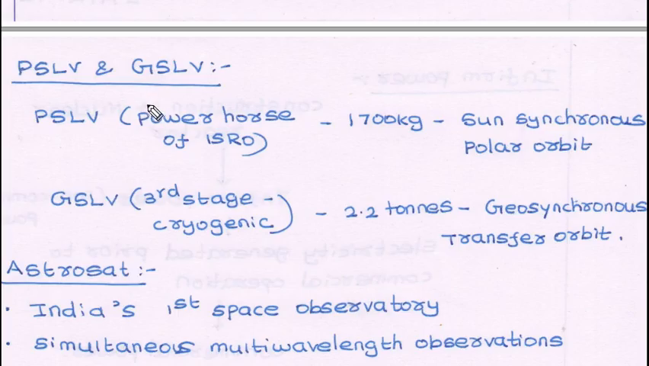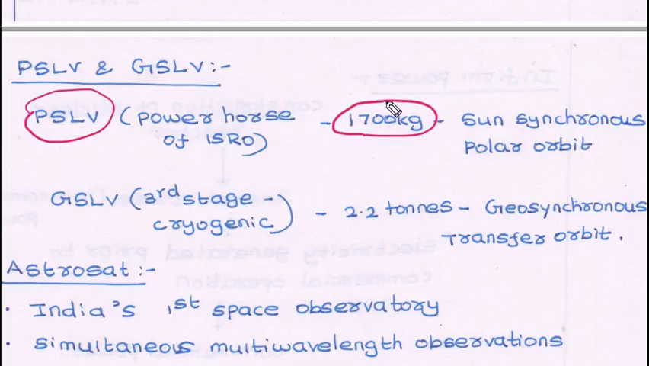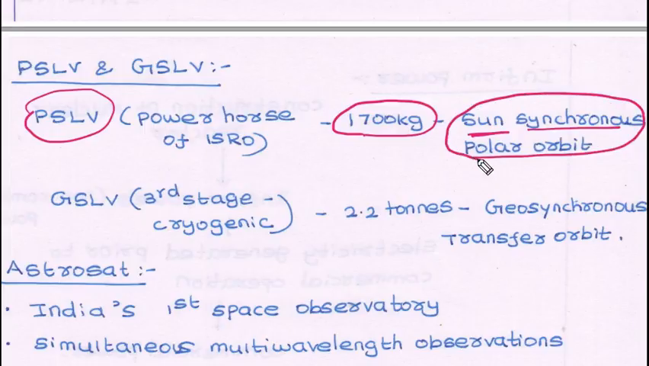Let's compare PSLV and GSLV. PSLV is the workhorse of ISRO. It can launch weight up to 1700 kg into the Sun synchronous polar orbit. Each and every point here is important for the prelims examination. PSLV is the workhorse of ISRO. It can launch capacity up to 1700 kg into the Sun synchronous polar orbit.